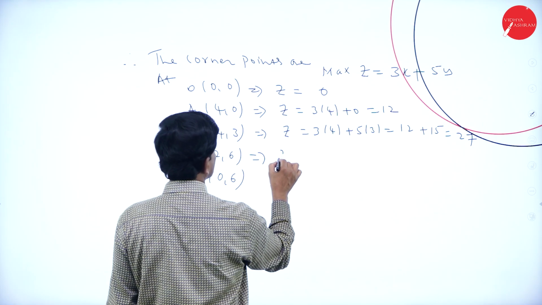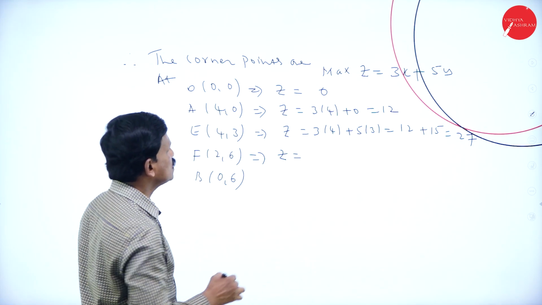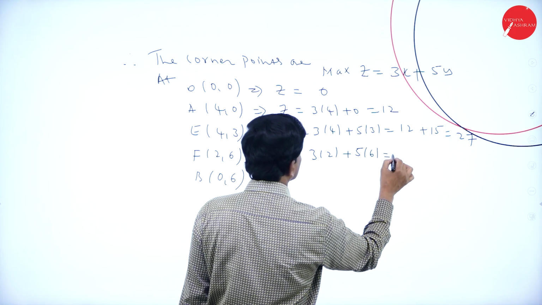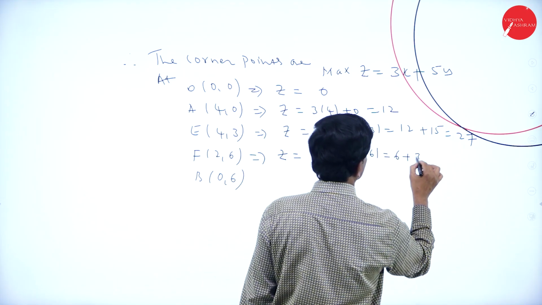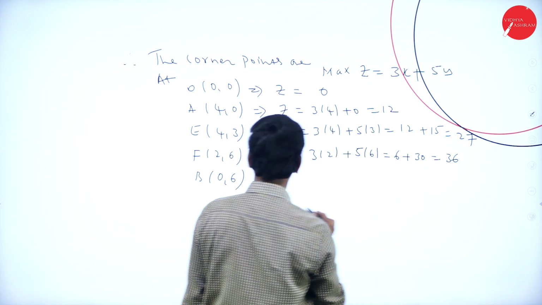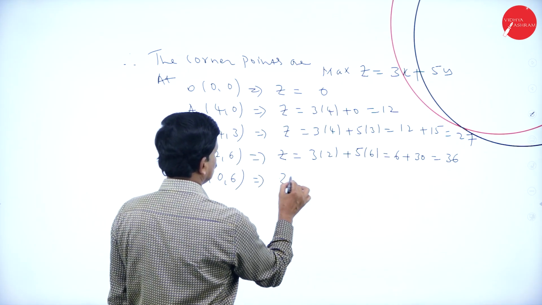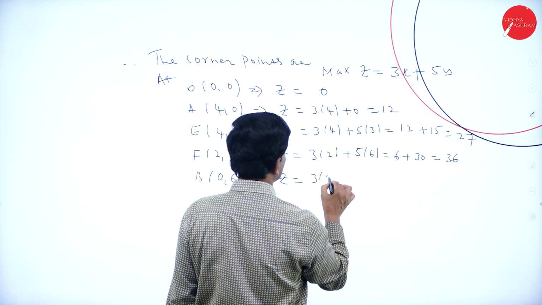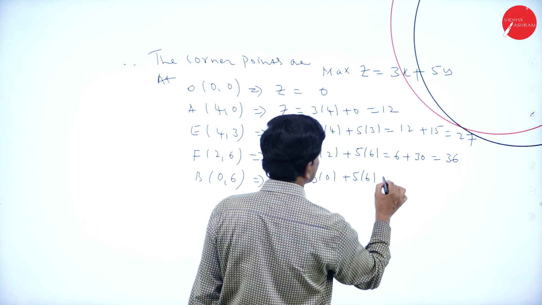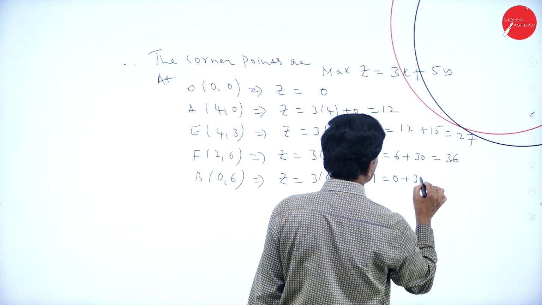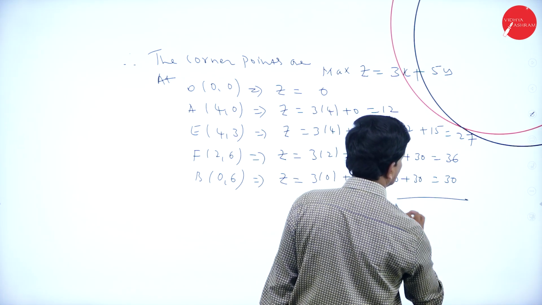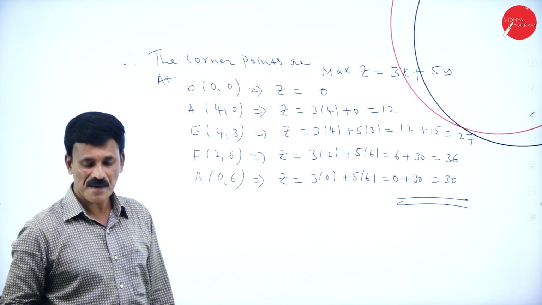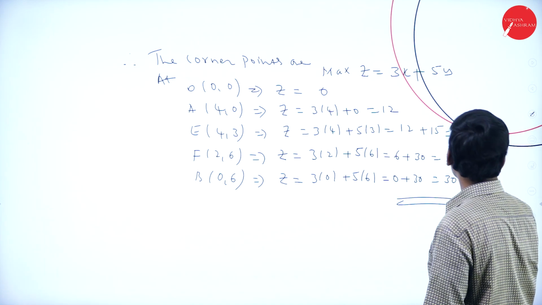At 2, 6, Z is equal to 3 into 2 plus 5 into 6. 3 twos are 6 plus 5 sixes are 30, that is equal to 36. Now at 0, 6, Z is equal to 3 into 0 plus 5 into 6, that is 0 plus 30, which is equal to 30. Now just verify and check which is the maximum value here. That's it. This is the maximum value.